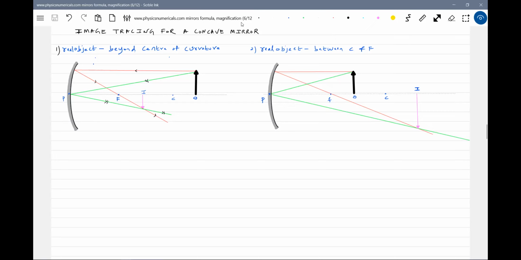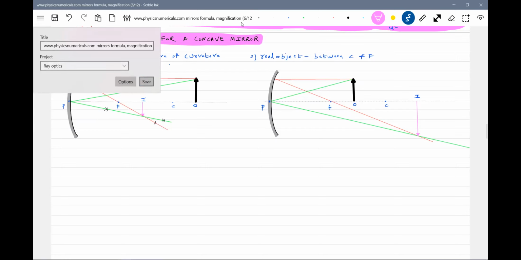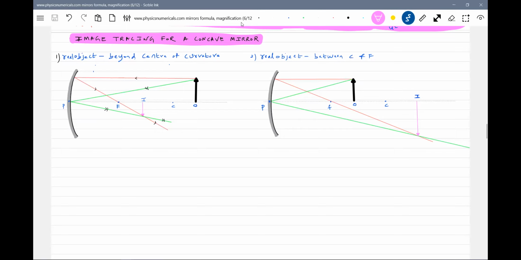Okay, let me consider this for a concave mirror. So we are going to start the image tracing for a concave mirror. I could have done it with only a ray diagram, but since now we know the mirror formula and magnification, it'll be very easy to demonstrate even the mirror formula. I'm going to combine both, image tracing, and also we are going to learn how to use the mirror and magnification formula. Okay, let me start.